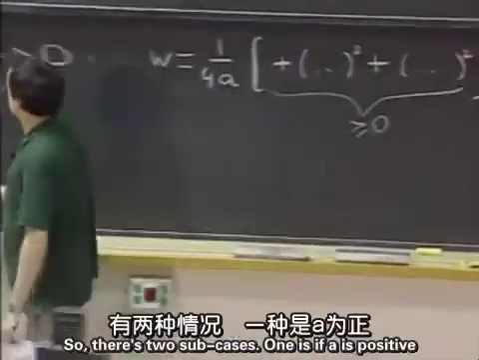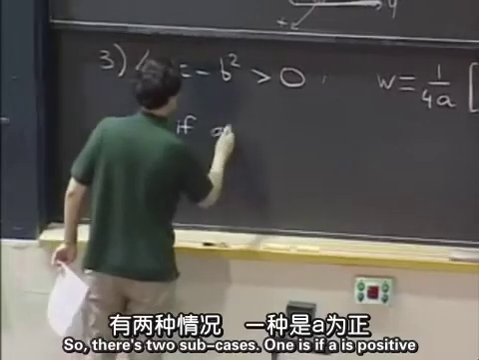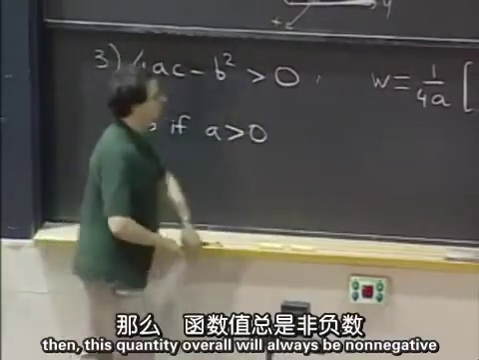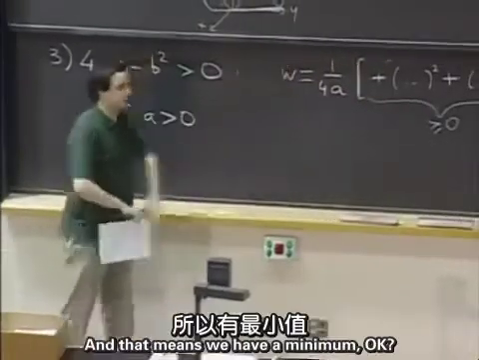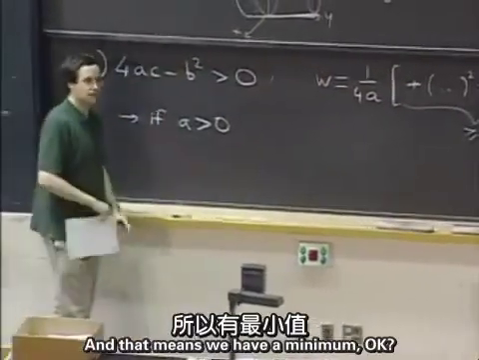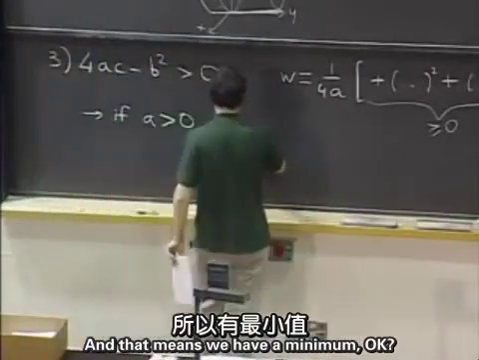So there's two subcases. One is if a is positive, then this quantity overall will always be non-negative, and that means we have a minimum.